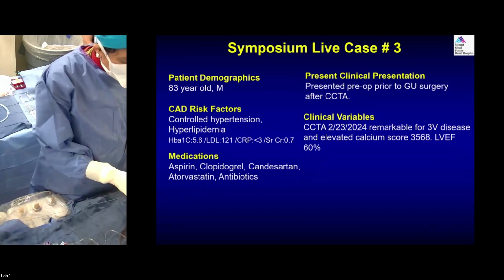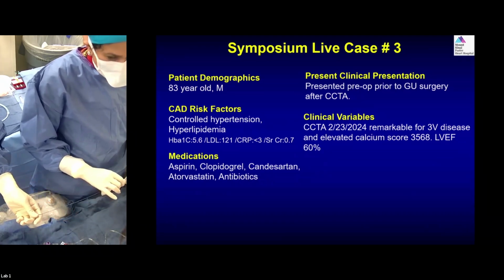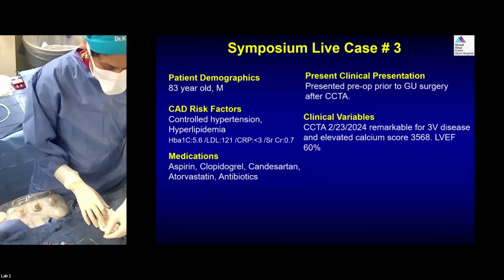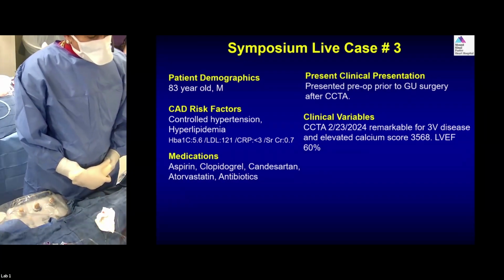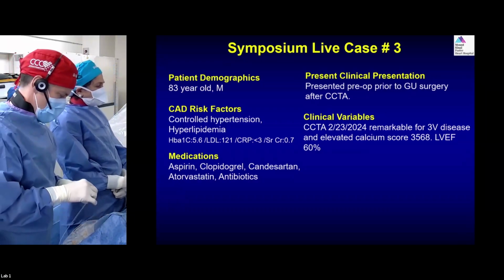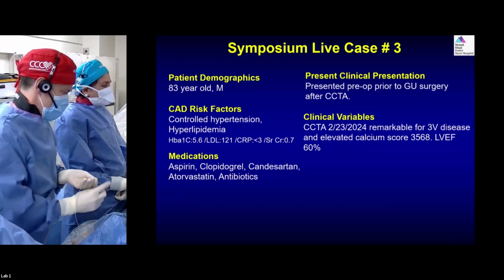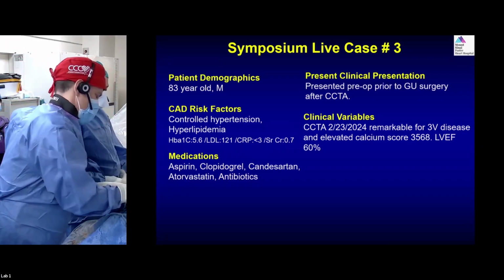Okay, so here we are, live case number 3, myself, and I have Joe Sweeney, who is going to be helping me along with Yash, who is our interventional fellow, and Tosib. So, an 83-year-old male with risk factors of hypertension and hyperlipidemia. He has a pre-op surgery, so because of that, they did a CCTA.